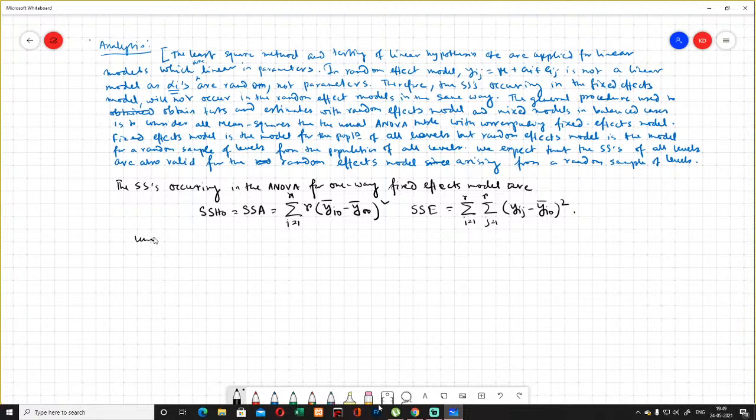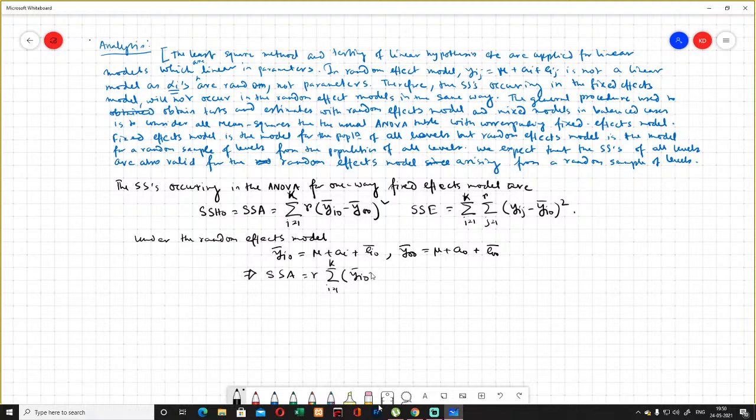Under the random effect model, yi naught bar equal to mu plus ai plus ei naught bar, and y naught naught bar equal to mu plus a naught plus e naught naught bar. So therefore this implies SSA is r times the sum over i from 1 to k of yi naught bar minus y naught naught bar, whole square, equal to r times the sum over i from 1 to k.